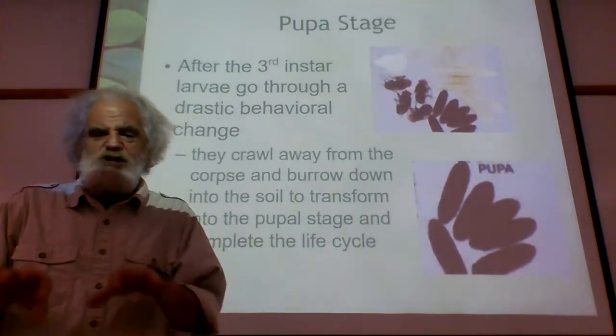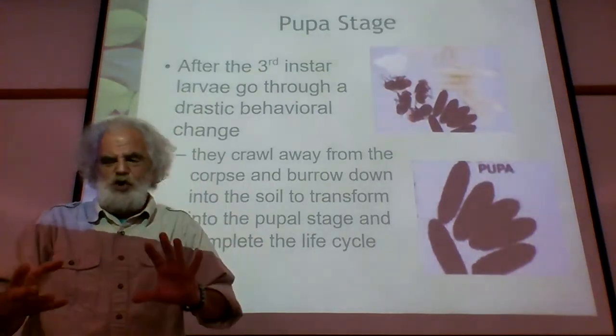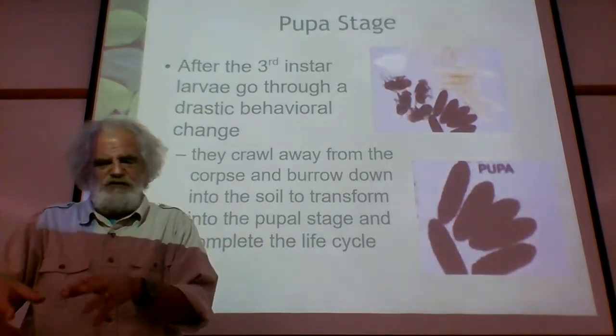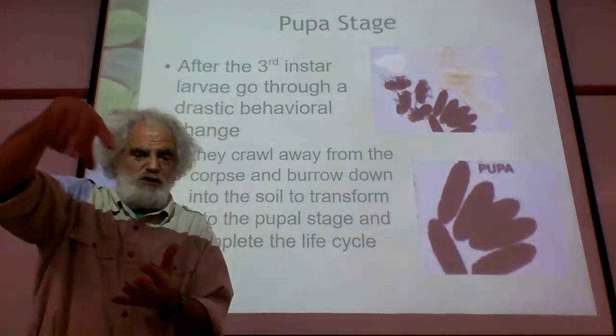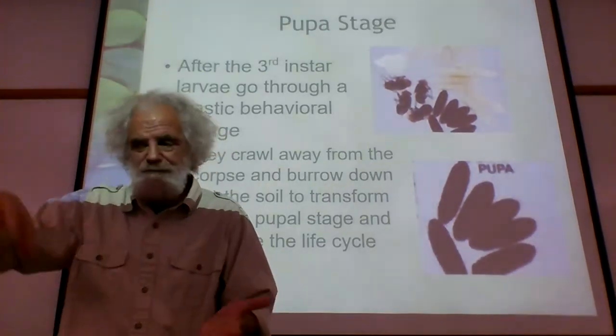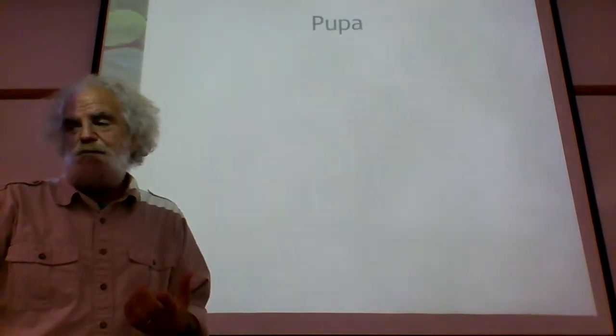Pupation is actually where they find a place that's kind of out of the goo, and they burrow into the soil. With fruit flies, they actually will crawl up on the side of your garbage can, something like that. And that's when they go into the pupal stage, and that takes a while to actually carry out metamorphosis.